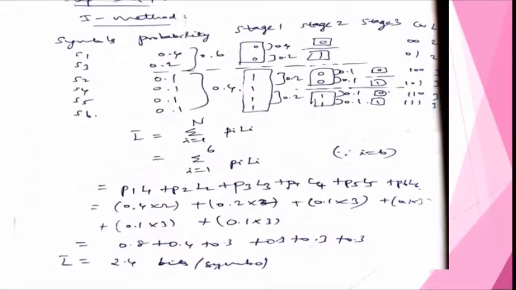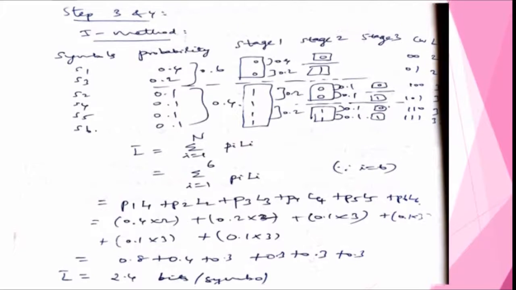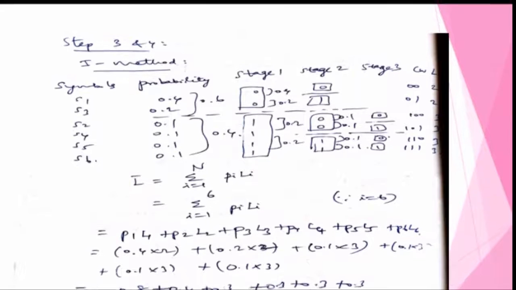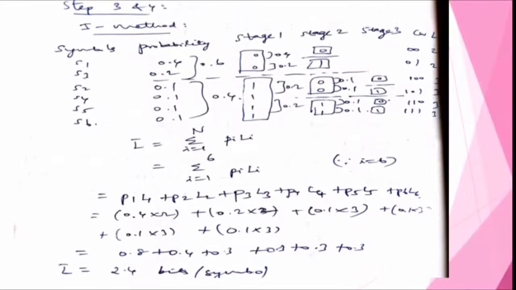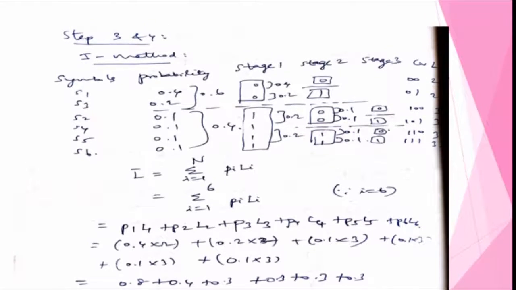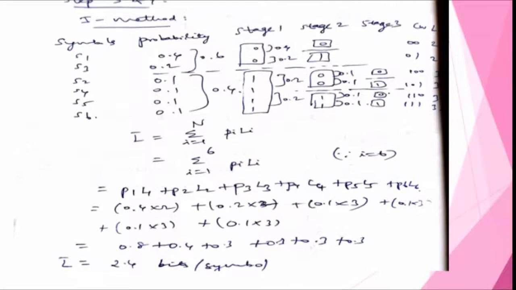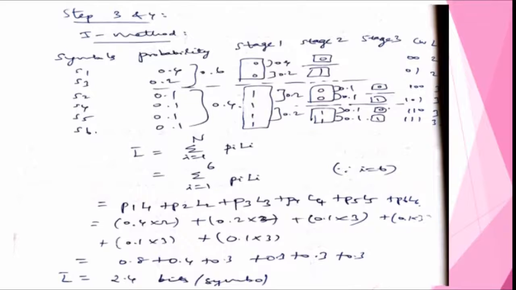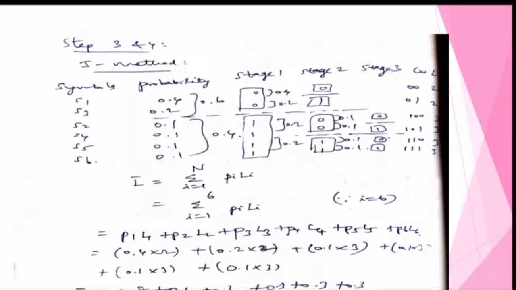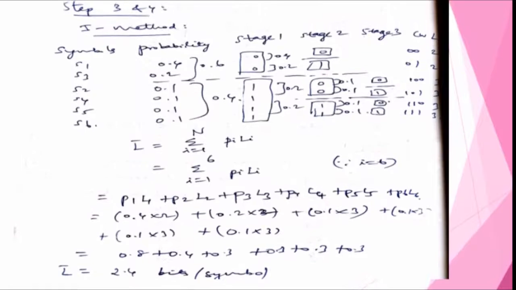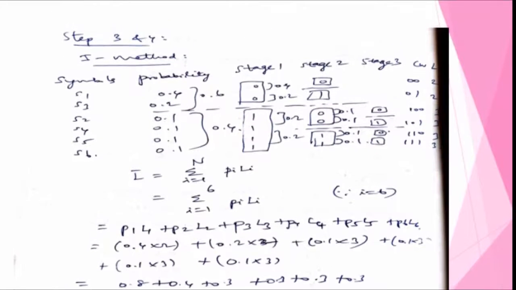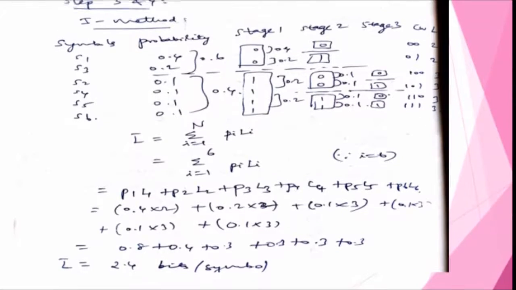Next we have to find the average code word length. L dash equals summation i equals 1 to n of p_i times l_i, that is the formula. We already saw this same formula in the Huffman coding problem. Here n equals 6, so we substitute summation i equals 1 to 6: p1 L1 plus p2 L2 up to p6 L6. For the summation, we multiply each probability with its length and then add everything. We get this value as 2.4 bits per symbol.